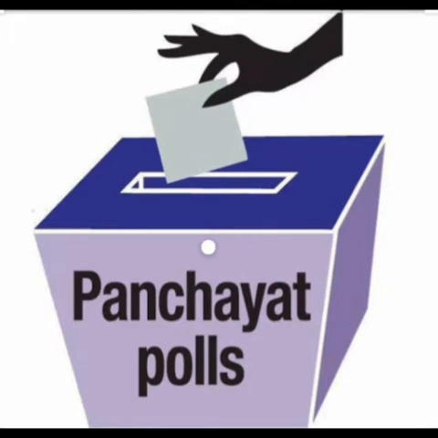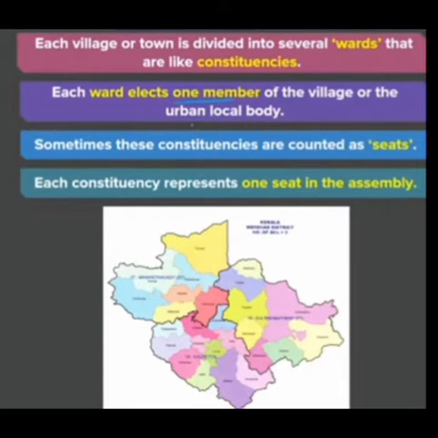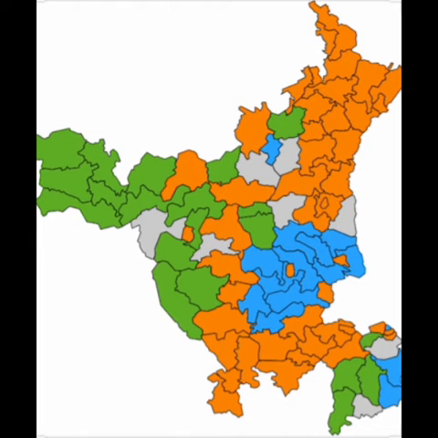Here each village or town is divided into several wards. Each ward elects one member of the village. Sometimes these constituencies are counted as seats. When we say that Lokdal won 60 seats in Haryana, it means that candidates of Lokdal won in 60 assembly constituencies. And thus Lokdal had 60 MLAs in the state assembly.